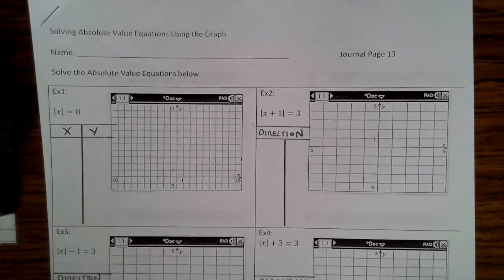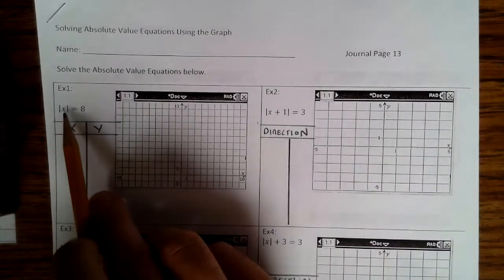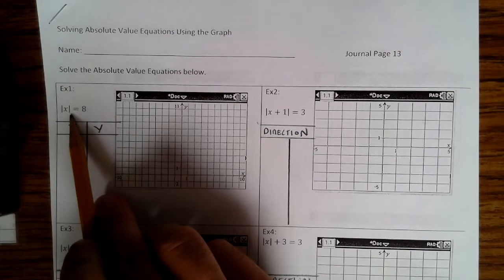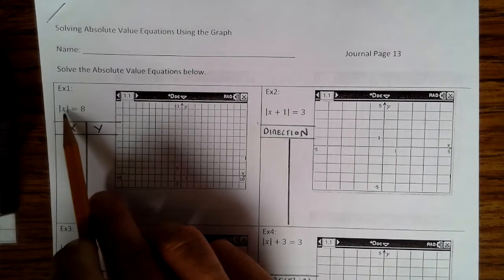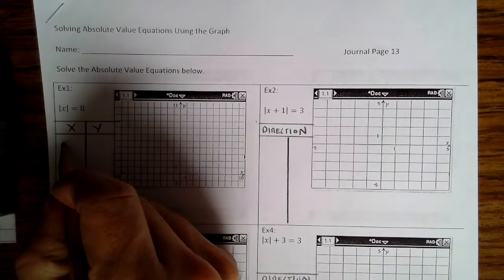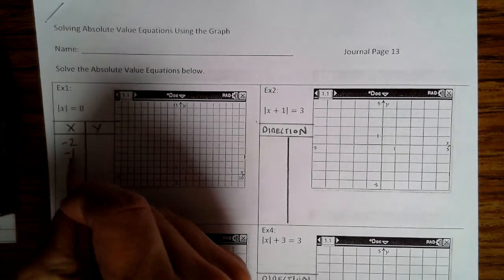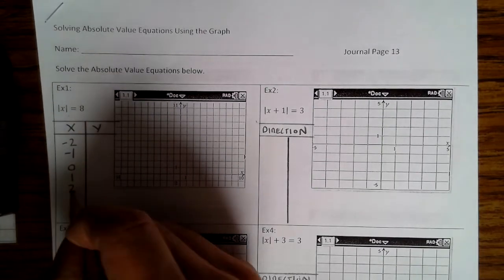So first step, isolate the absolute value. You can see the absolute value of x is isolated. So now we graph the left side. Well, that's the parent function. So let's use when x is negative 2, negative 1, 0, 1, 2.